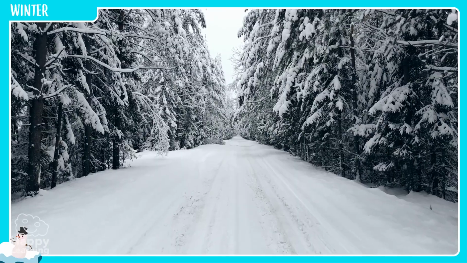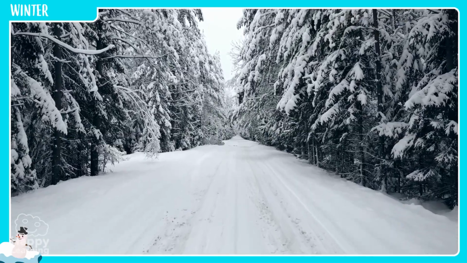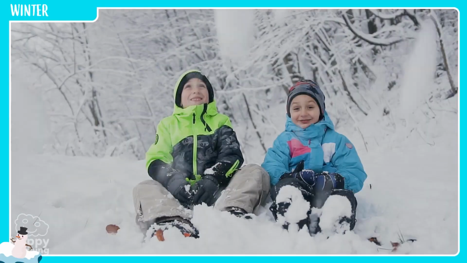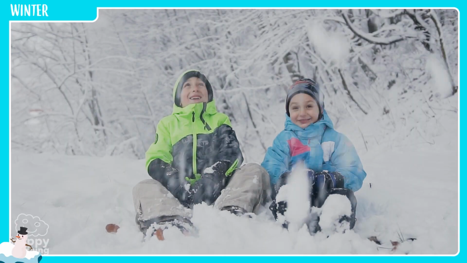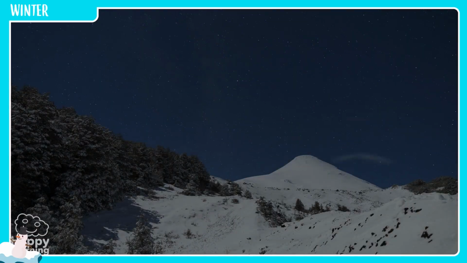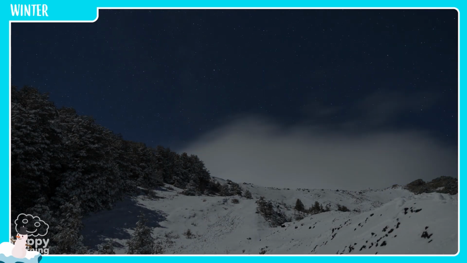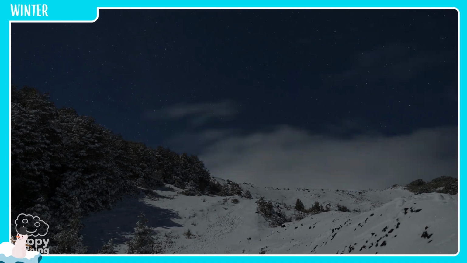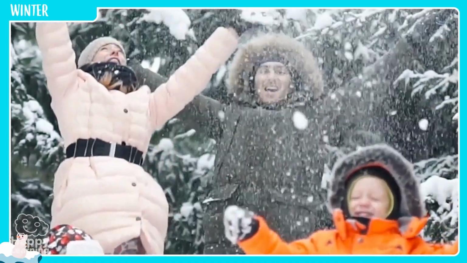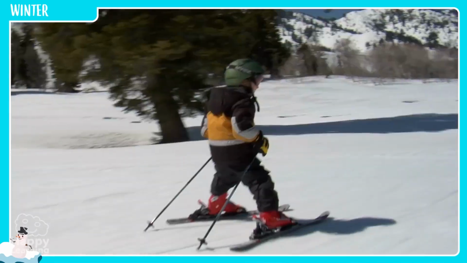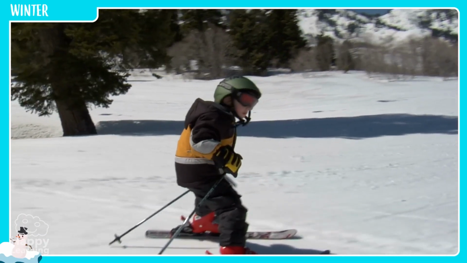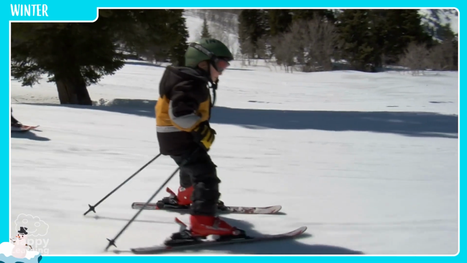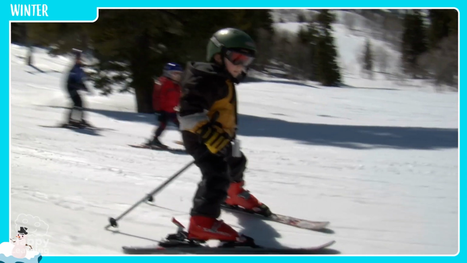Winter comes after autumn, and it's the coldest season of the year. In winter, the nights are longer than the days, and in many places, nature is full of snow. Many people love winter because it's when they can go skiing or make snowmen.